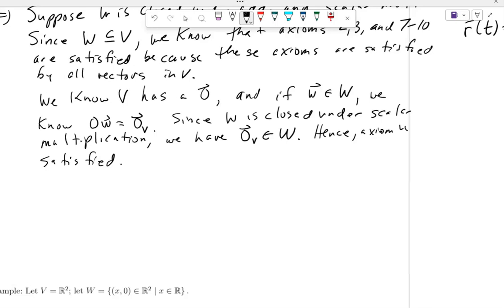I know that in V, if I take 0 times any vector in V, I get the 0 vector, right? The 0 vector of V. W is a subset of V, so that's a vector of V. So if I take the number 0 and multiply it by any vector of V, I get the 0 vector in V. That's one of the properties you've already proved.